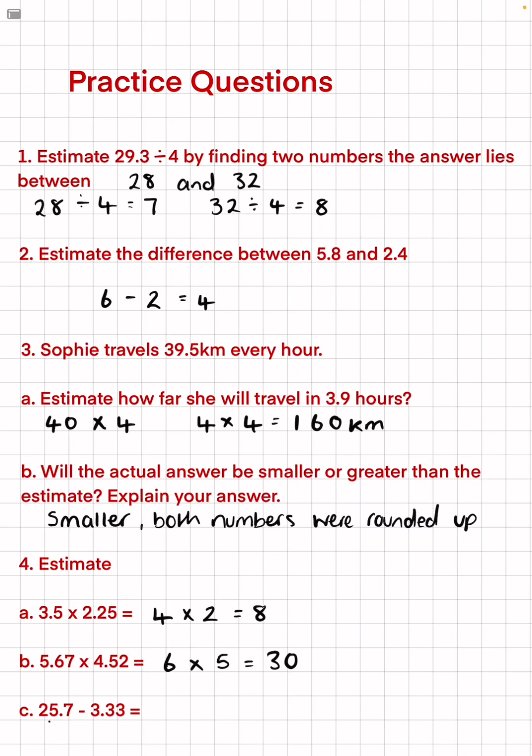Part C is 25.7 minus 3.33. The digit after the decimal point is greater than 5, so we're going to round up to 26. And the digit after the decimal point is less than 5, so we're going to round down to 3. 26 minus 3 is 23.